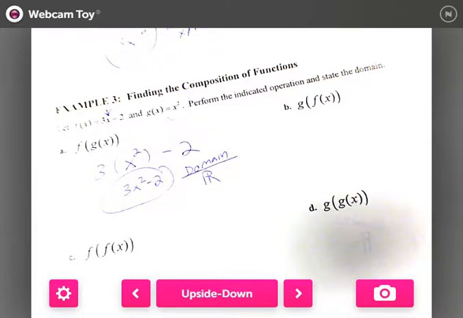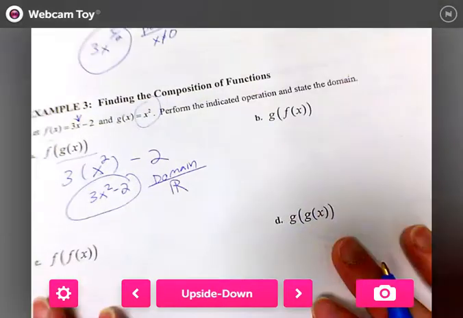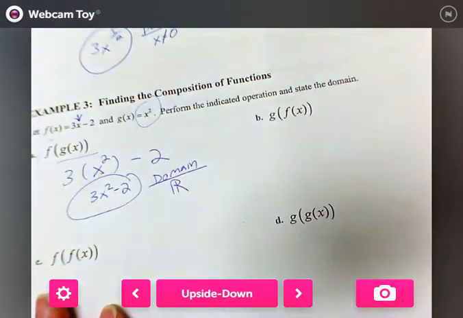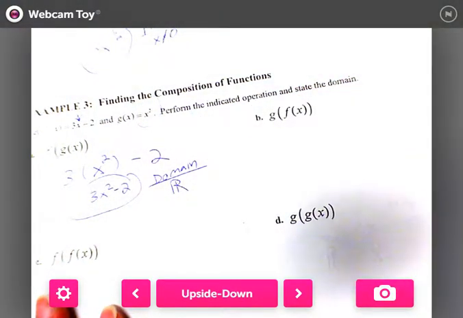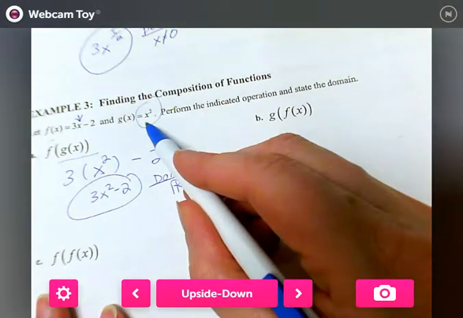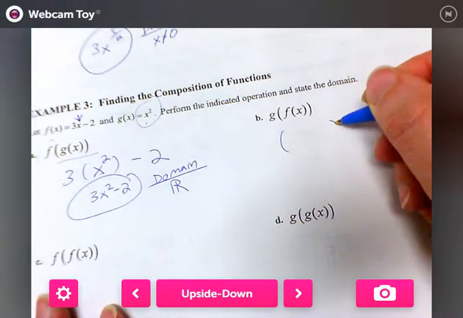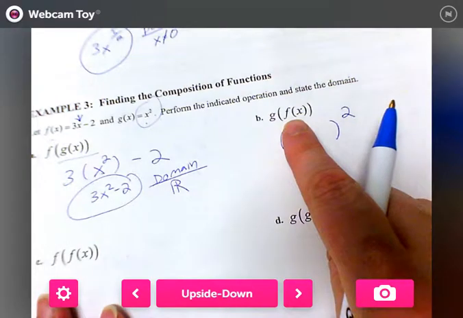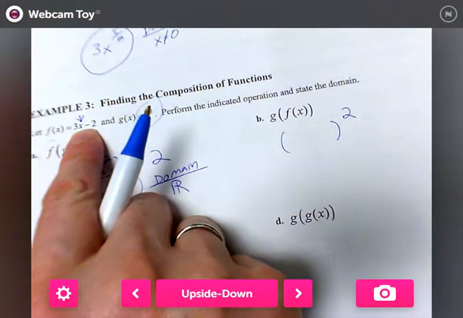Okay, so let's look for B. So the first thing I'm going to do is write down g of x, but instead of putting an x, I'm going to put parentheses. Okay, so see how g of x is x squared? I'm just going to put parentheses squared. All right? Now it says put f of x. That's 3x minus 2.